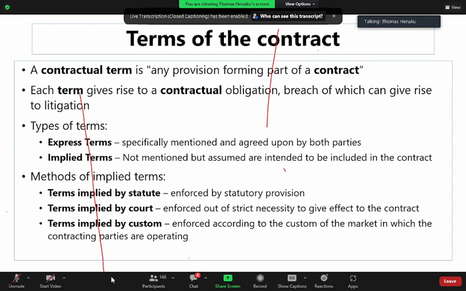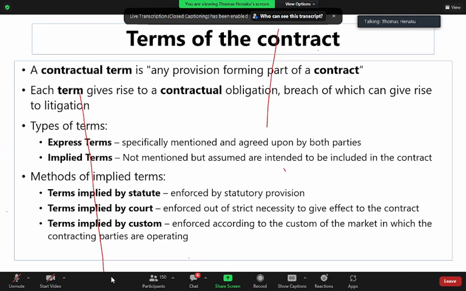Now, terms implied by the court. The court may imply terms into a contract normally to give effect to the intentions of the contracting parties. Generally, a court will only imply a term into a contract where it is obvious that it represents what all of the parties intended when they entered into that agreement, and where the term is necessary to give some form of what we call business efficacy to the contract.